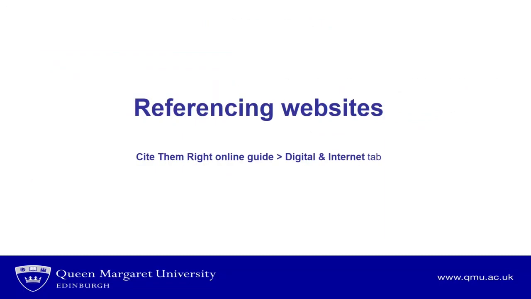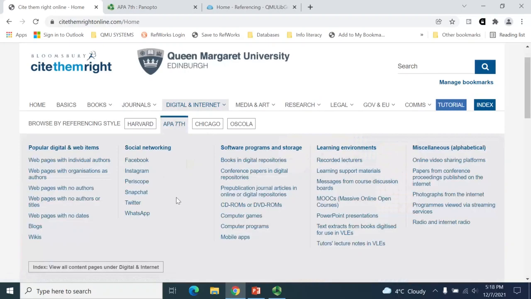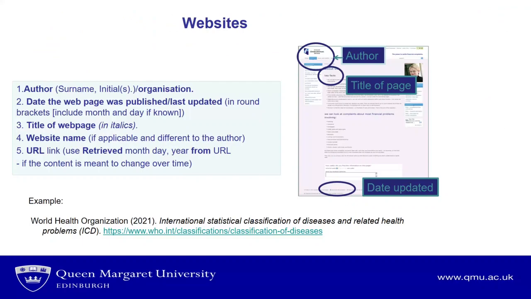The last example we're going to look at is referencing a web page. Information about creating reference entries for websites can be found in the Digital and Internet tab in the online guide. The author or organisation goes first, followed by the date the web page was published or last updated. If the month and date's also known, that should be included too. The title of the web page goes next, and that goes in italics.